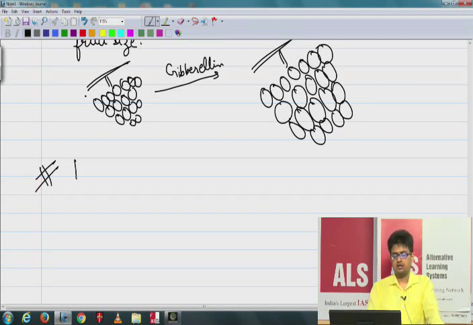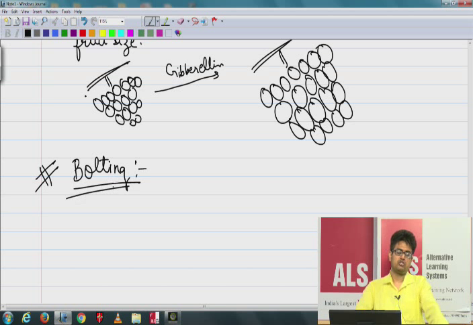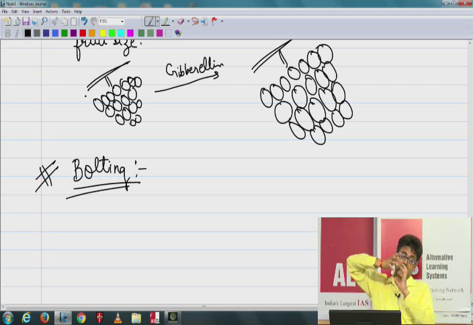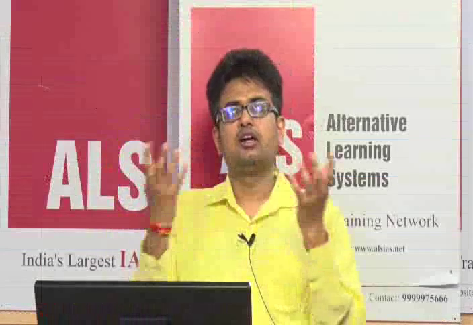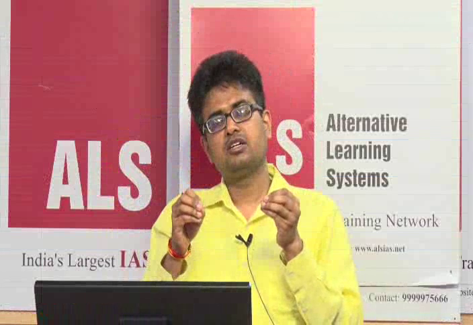It is called bolting. If you see the previous year question papers, you will find almost every year there is a question on bolting. Bolting is an effect of gibberellin. What is bolting? We have seen cabbage. Cabbage has a closed bunch of leaves, and what happens here? The stem is very compact. Internodes are very short.